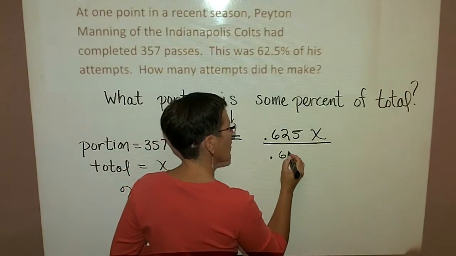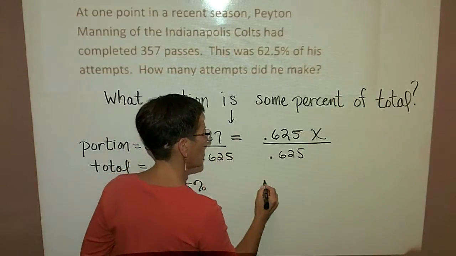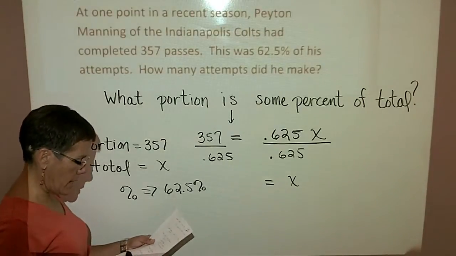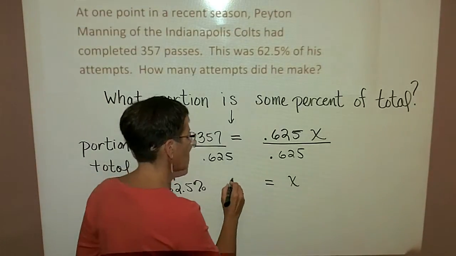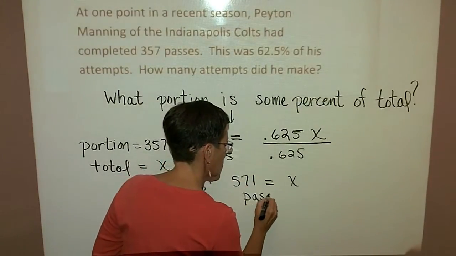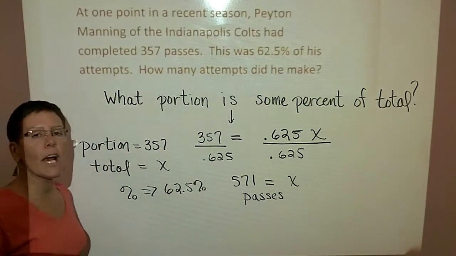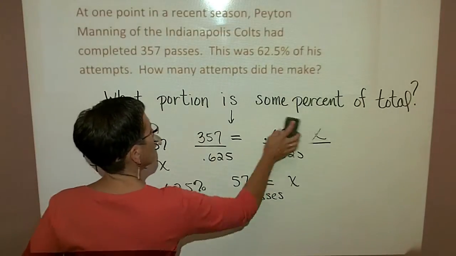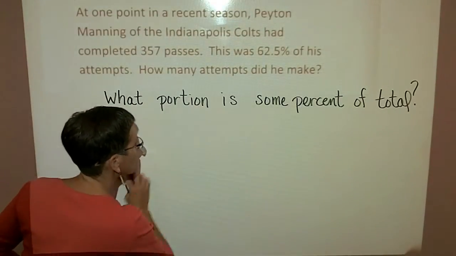And let's divide both sides by 0.625. And we'll find out that X, which represents his total number of passes, is 571.2. We better call that 571 passes is the number he made, and he completed 357 of those. Let's do one more before we finish this clip.